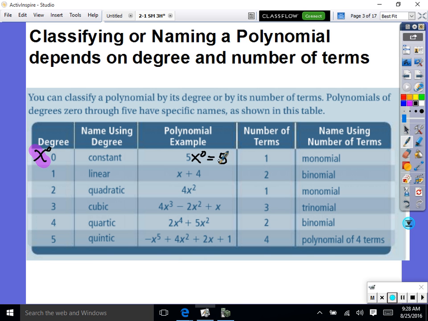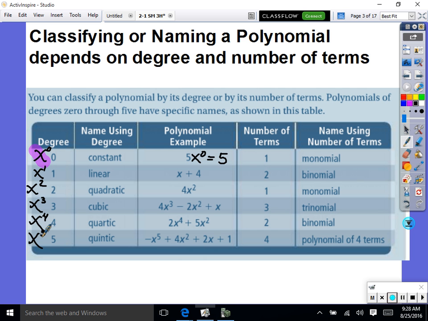Now, if it's degree 1, x to the first, it's linear. If it's degree 2, it's quadratic. Degree 3, cubic. Degree 4, quartic. The way I remember this, quartic is just a little trick. I mean, it's kind of dumb, but 4 quarts in a gallon, right? So when I see degree 4, that's how I remember quartic. Does that make sense, everybody? A little trick. And then quintic, degree 5.